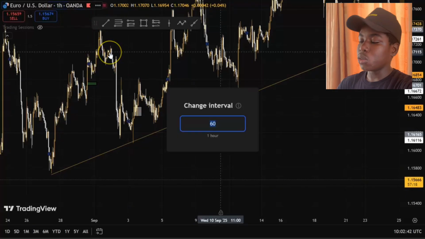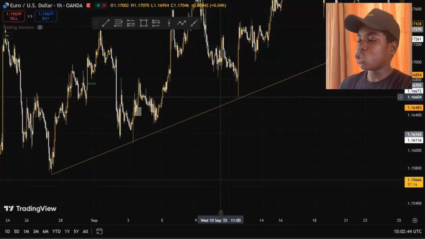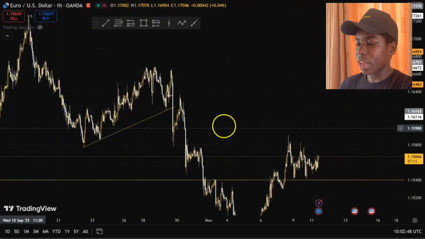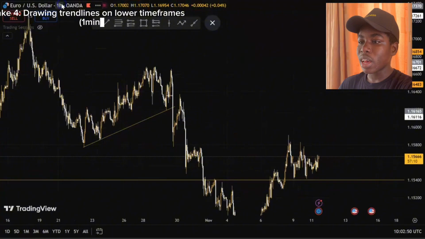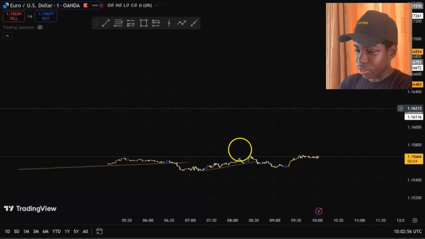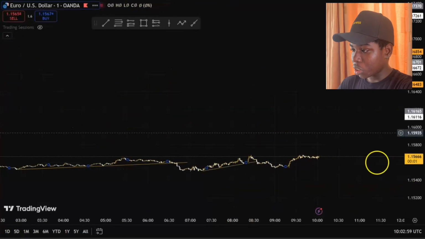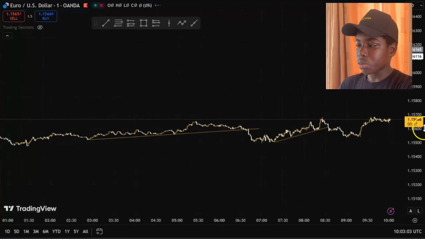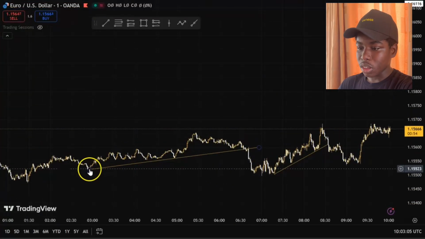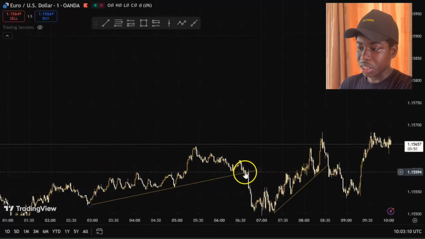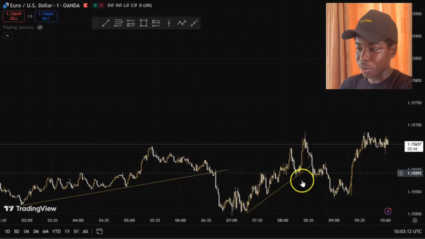Another mistake that they also make is trading trend lines on the lowest of time frames. And I mean the lowest of time frames. I've seen traders trading trend lines on the 1 minute chart, which can be done, but I don't recommend you to do it. For example, on the 1 minute chart, you see one touch here, 2 touch here, 3 touch here. But then what happens? It fails.